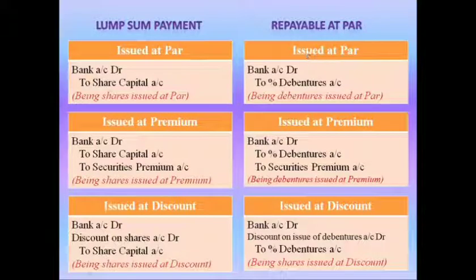So when debentures are issued at par, it's bank account debit to the percentage debentures account. When it is issued at premium, instead of share capital we use the percentage debentures as the term, but all other things remain the same. So when debentures are issued at premium, it's bank account debit to percentage debentures and securities premium. And when debentures are issued at discount and repayable at par, it's bank account debit, discount on issue of debentures account debit to percentage debentures account. So instead of share capital, we use the term debentures and the percentage mentioned in the problem.